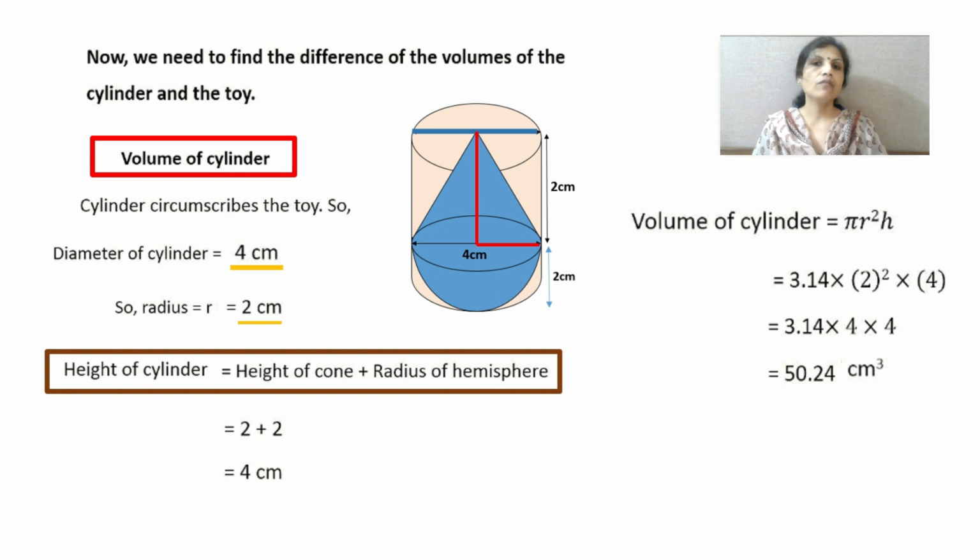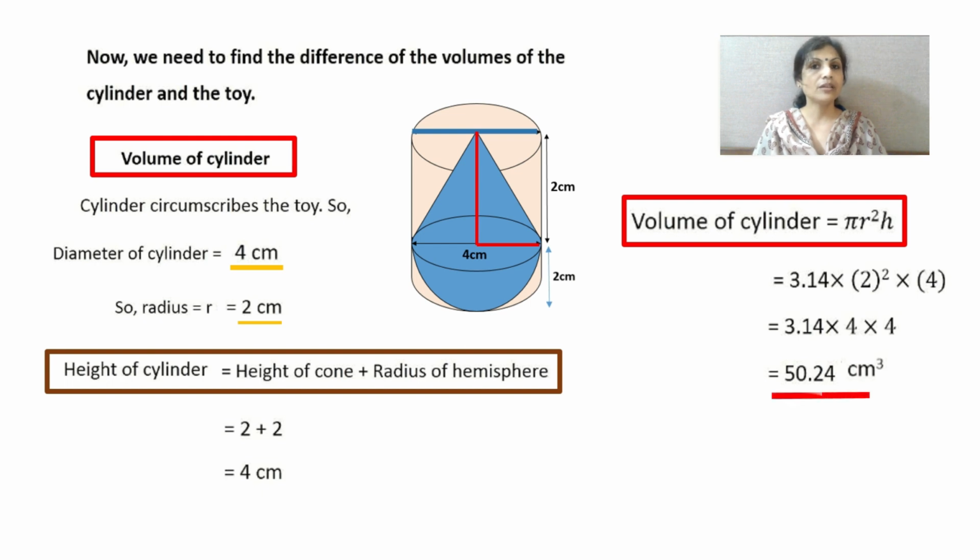So now finding the volume is easy. Volume of cylinder is pi r square h. If we substitute the values, we get 3.14 into 2 square into 4. So 3.14 into 4 into 4 and we get the value as 50.24 centimeter cube, which is the volume of the cylinder.